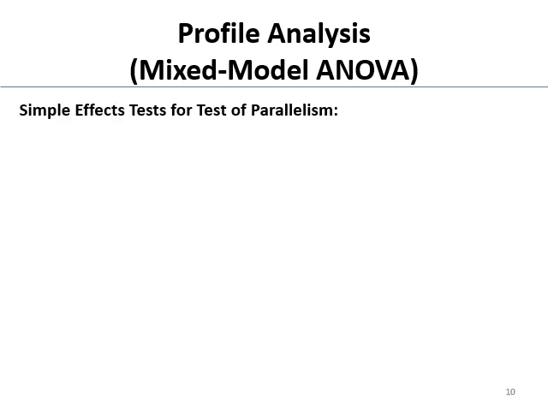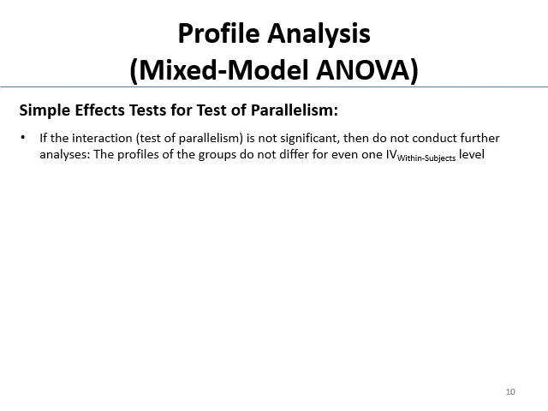So there are simple effects tests for the test of parallelism. Thinking back to two-way ANOVA, there were some called simple effects tests. When you know there's an interaction, you've got to then jump in there and do those actual comparisons. So if the interaction, that is the test of parallelism, is not significant, then you're done. There is no difference in the profiles of the groups. You do not conduct further analyses. The profiles of the groups do not differ for even one of the within subjects IV levels.